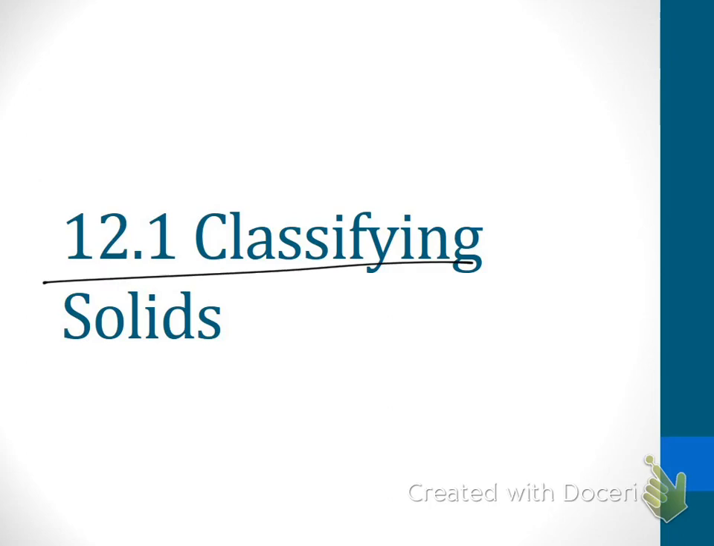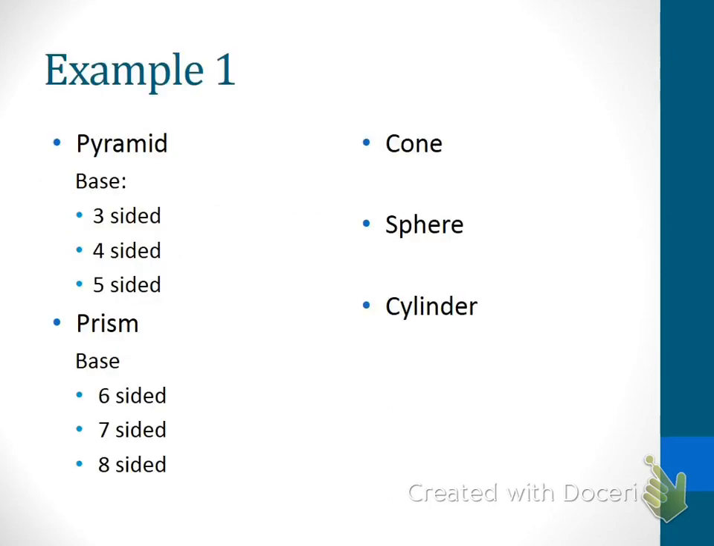Classifying the solids. All right, in example 1, we're learning what these types of solids are that we're going to be learning this chapter. We have pyramids, prisms, cone, sphere, and cylinder. Write those 5 down. Pyramid, prism, cone, sphere, cylinder. Let's talk more specifically about each one of these.